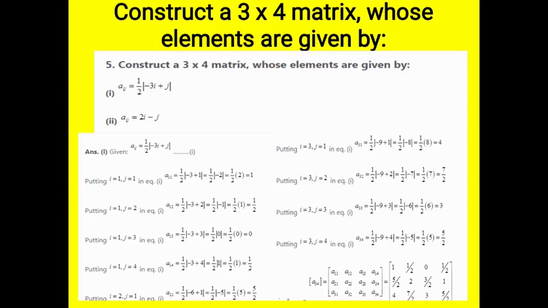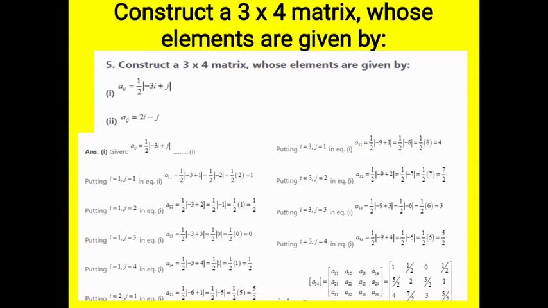Similarly a32 means third row, second column. So in the place of i you will put 3, and in the place of j you will put 2. So a32 will come 1 by 2 mod of minus 9 plus 2, and after solving it will come 7 by 2. In this way you will get all the values.